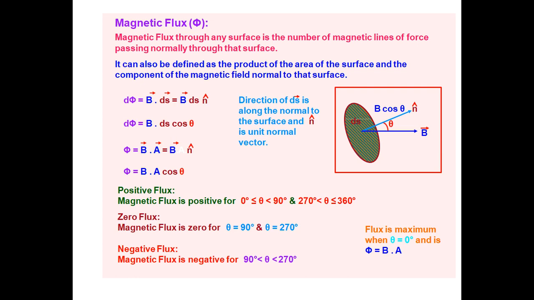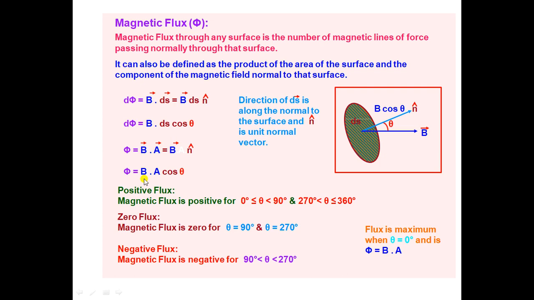Now, when the magnetic flux is maximum and minimum, we will see. When phi is equal to BA cos theta and theta is equal to 0 degree, what is the value of cos 0? It is 1, so the magnetic flux has its maximum value. So phi is equal to B dot A. Flux is maximum when theta is equal to 0 degree.